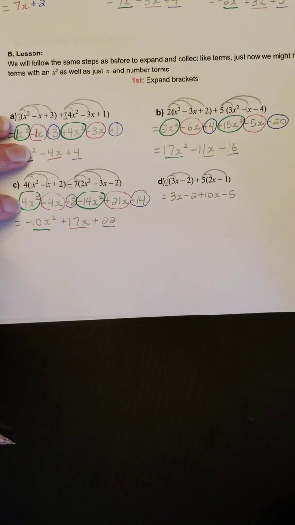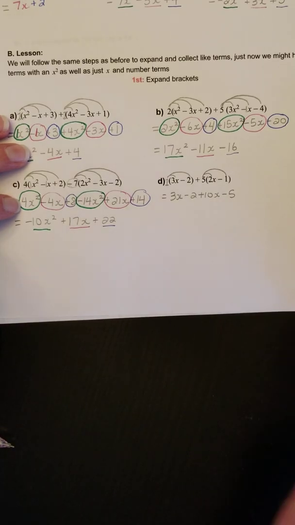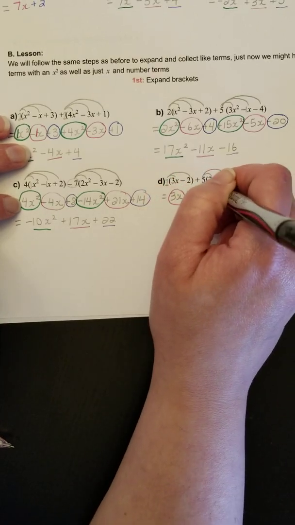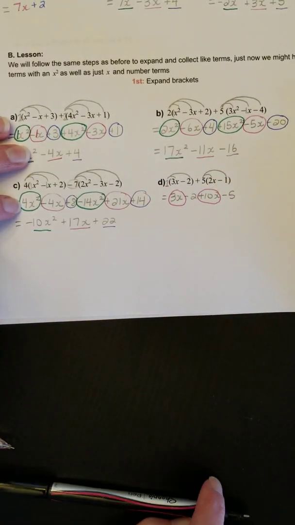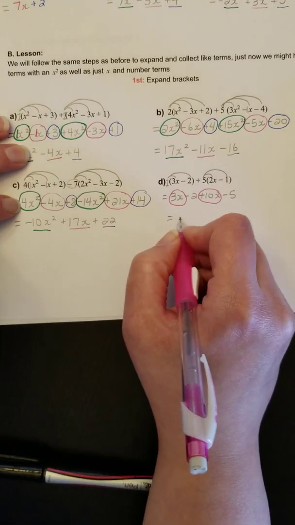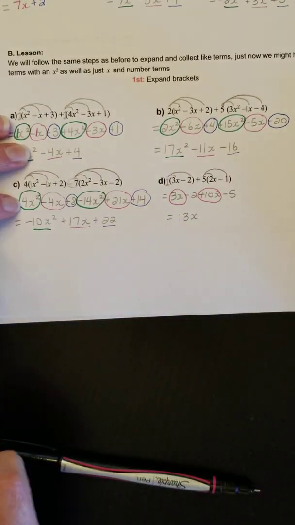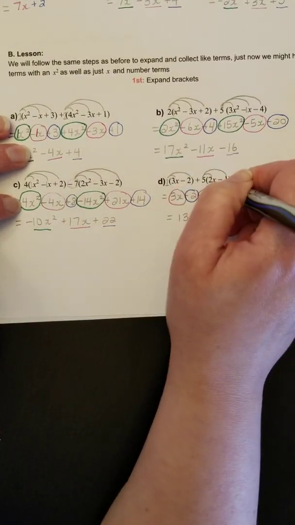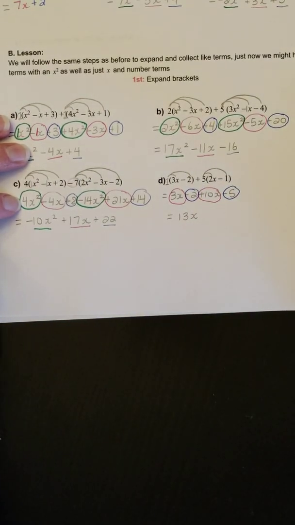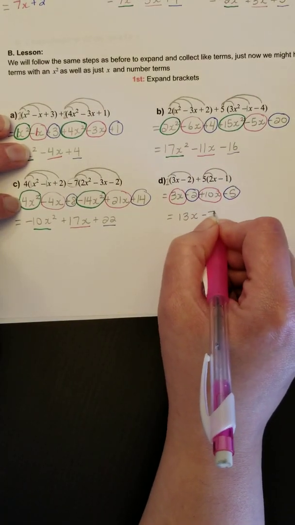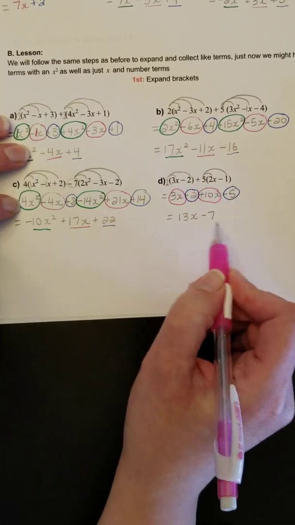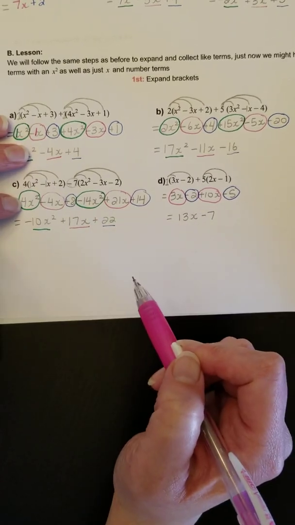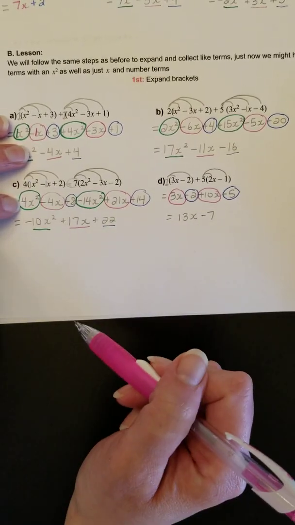Here we don't have any x squareds. So we don't have any terms where there's an x squared. We've just got our x's and our numbers. So I have 3x plus 10x equals 13x. And then the number parts, I have minus 2 and minus 5. So negative 2 minus 5 more is minus 7. So you may get some of these mixed up, where some you have x squareds and some you don't. But you'll just have more steps to do if you have more different kinds of like terms.